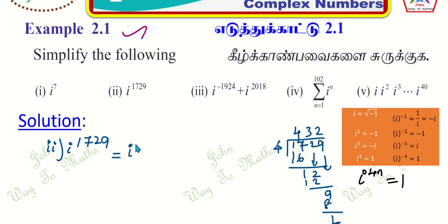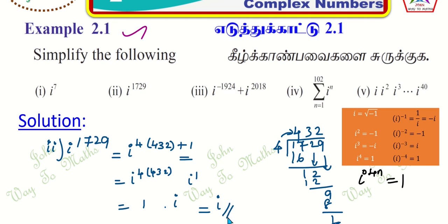So 1729 can be written as 4 times 432 plus remainder 1. So this can be written as i power 4 times 432 into i power 1. I have used the law of indices. So i power 4 times n, a multiple of 4, becomes 1. So 1 into i. The answer is i for i power 1729.